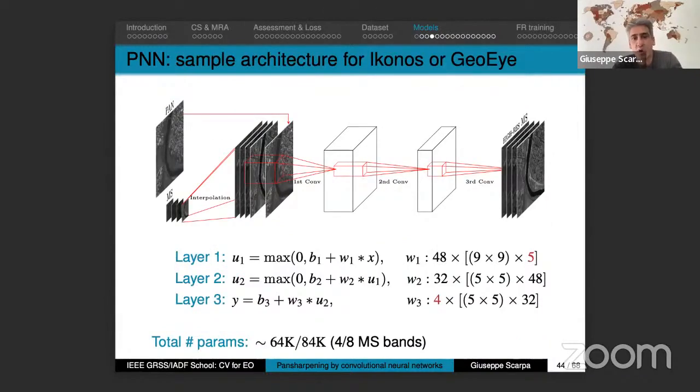Prior to entering the ConvNet, the multispectral component is resized to match the spatial dimension of the PAN, and this will form a single input data cube. For example, if we have an Ikonos image, this data cube has the spatial size of the PAN and is composed of five bands, four spectral bands plus the PAN chromatic one.